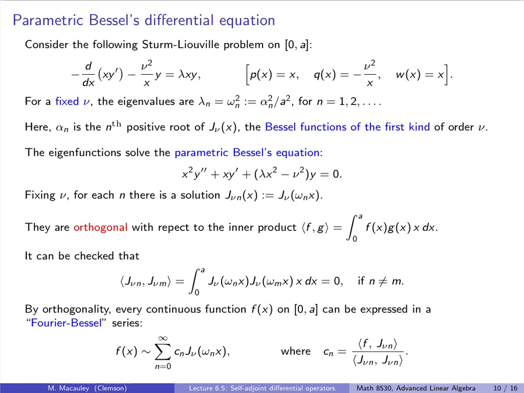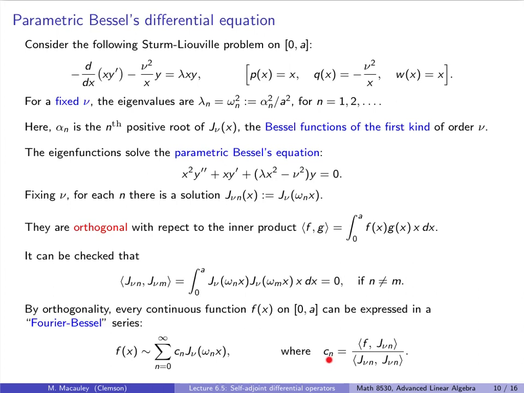By orthogonality, every continuous function f of x on the interval 0 to a can be expressed in a so-called Fourier-Bessel series. That is an infinite sum of linear combinations, c n j nu of omega nx. Now I am using this little tilde symbol instead of equals because there are some details about convergence and what norm or what inner product space it converges in, because of this weighting function. I won't say any more than that. This is a functional analysis detail.